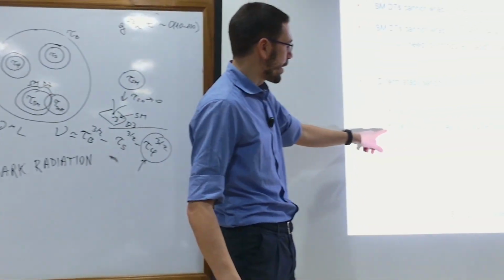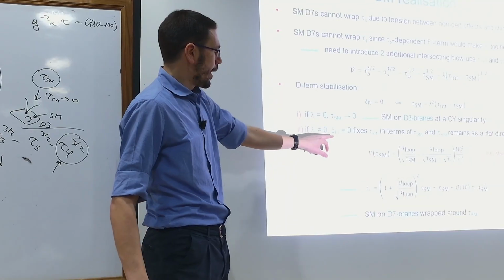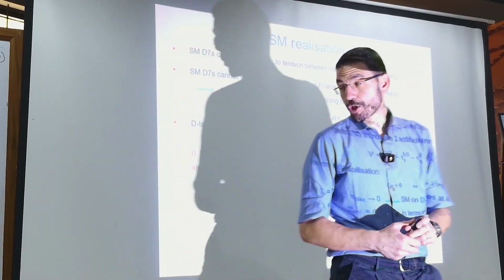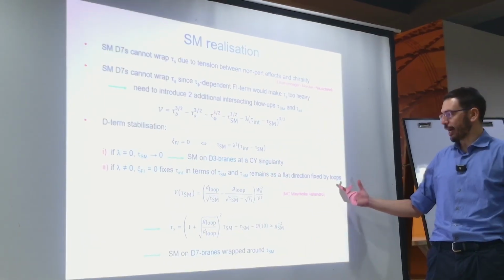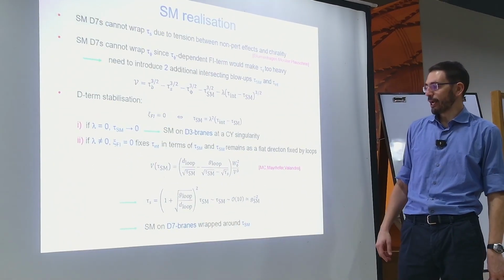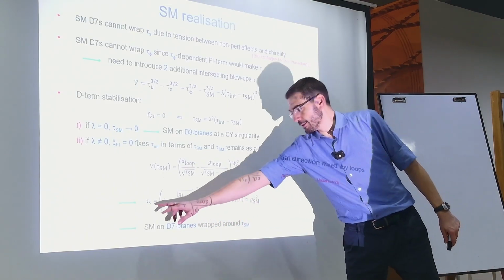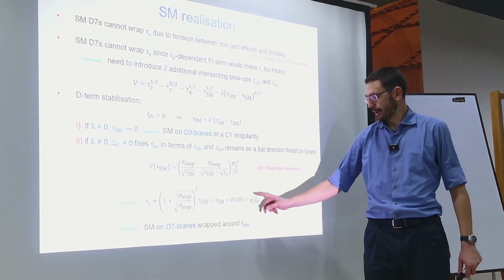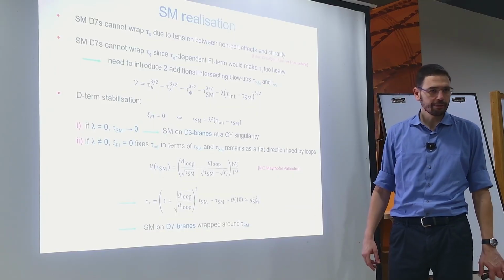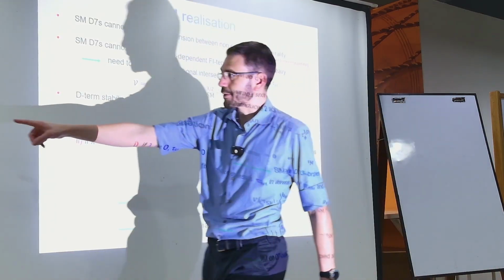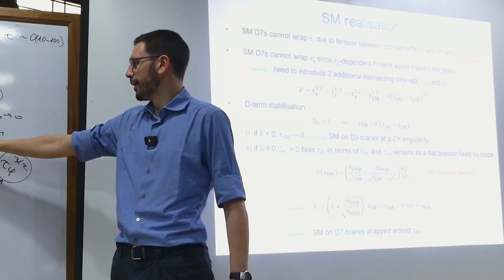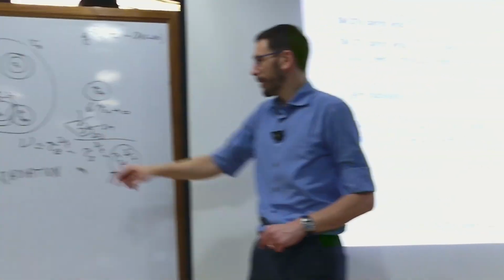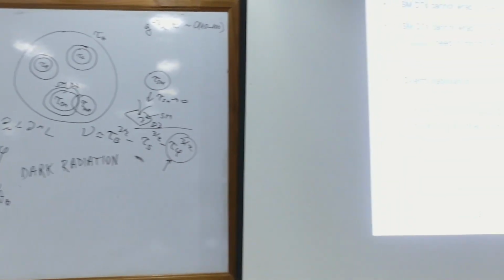But if tau intersection is there and lambda is different from 0, then you see I'm still left over with one flat direction, which can be again stabilized by loops. And one can find that these are stabilized to something of order 10, and then you can reproduce the standard model gauge coupling. Whereas in the situation of the D3 branes and singularities, remember that the gauge coupling was given by the dilaton, by the string coupling. And if that is of order the standard model couplings, this can work.